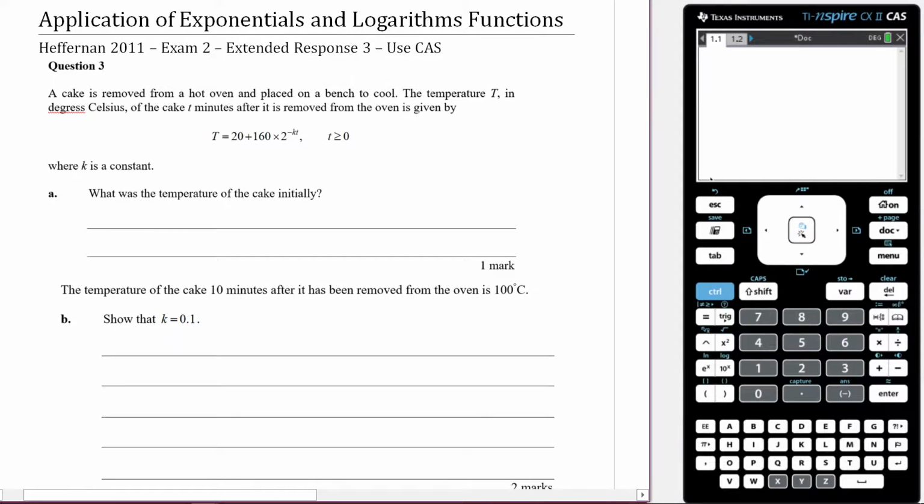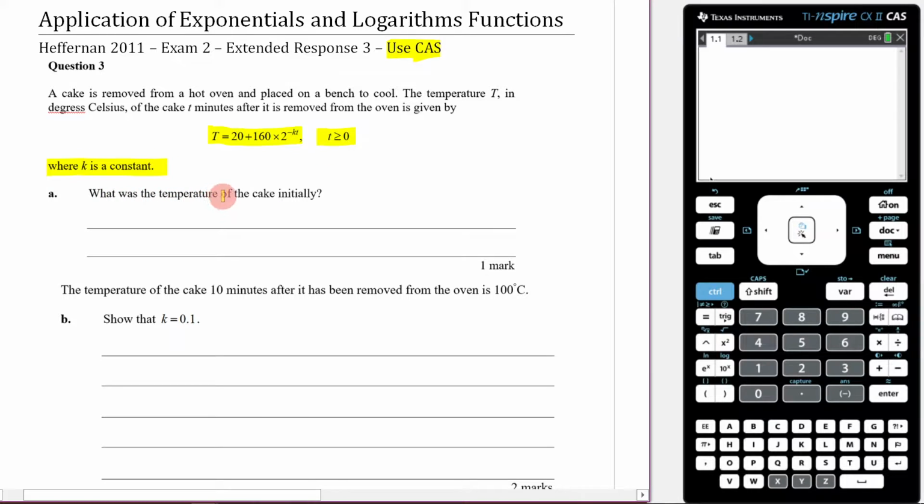We're going to work through this exam 2 style question, and it's testing our knowledge of exponentials and logs and also our ability of using our CAS calculator. So it says, a cake is removed from a hot oven and placed on a bench to cool. The temperature T in degrees Celsius of the cake, T minutes after it is removed from the oven, is given by this right here, where T is greater than or equal to 0, where K is a constant.